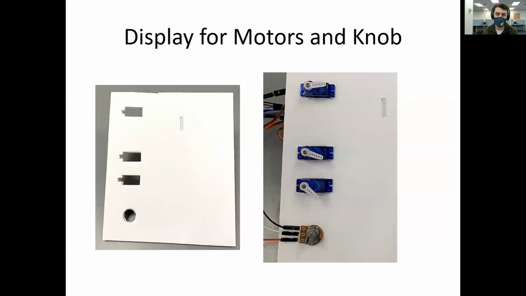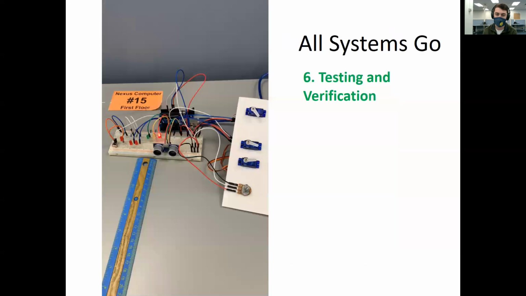Lastly, I built a display for the motors and the potentiometer out of particle board. And on the top, we have the landing gear. On the bottom, or in the middle, we have the flaps. On the bottom, that potentiometer will be controlling those flaps.